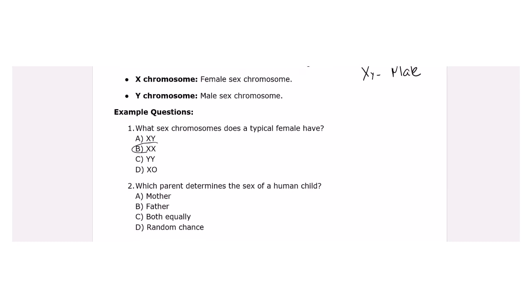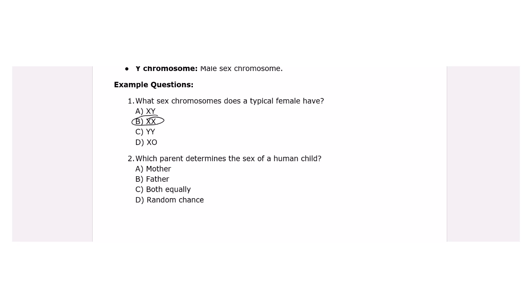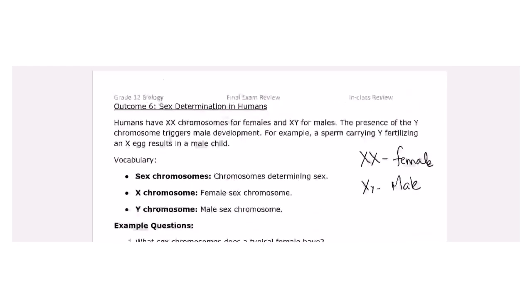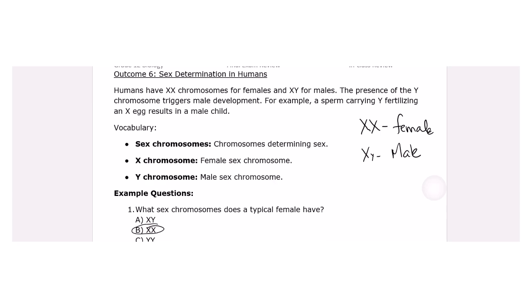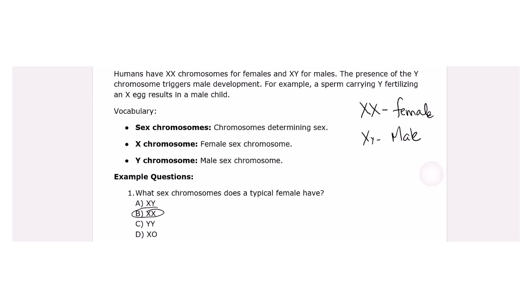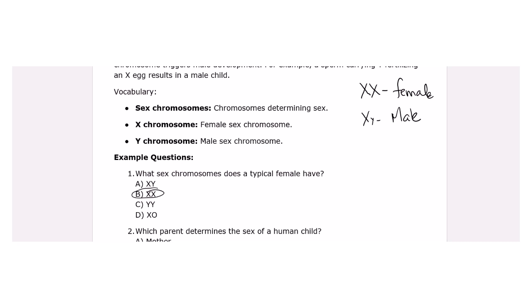Females are usually XX. You can have different variations, right? You can have XO. Which parent determines the sex of a human child? The dad is correct. Either the dad is giving a Y or dad is giving the X. Okay? I'm pretty sure this is an outcome. So you're going to have to answer a question about male, female, and XX and XY. Okay? I'll also look at that and get it back to you tomorrow.